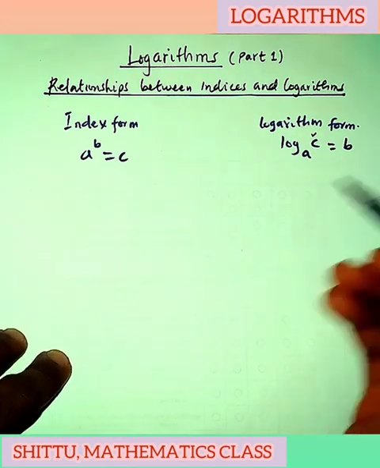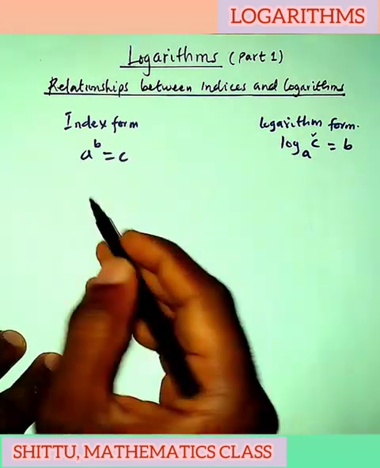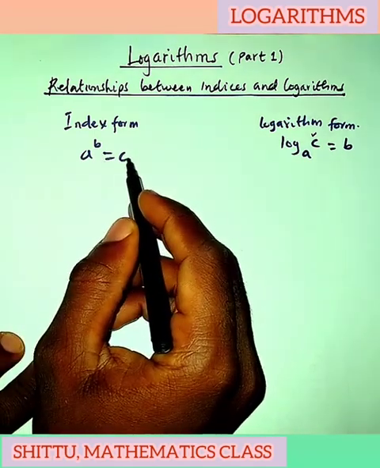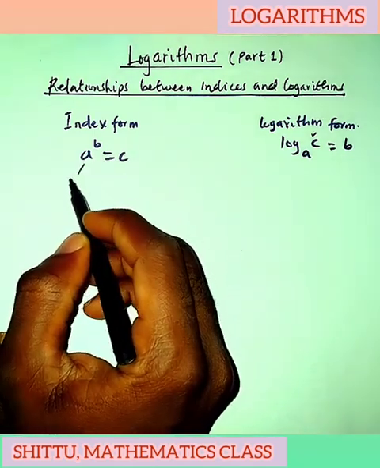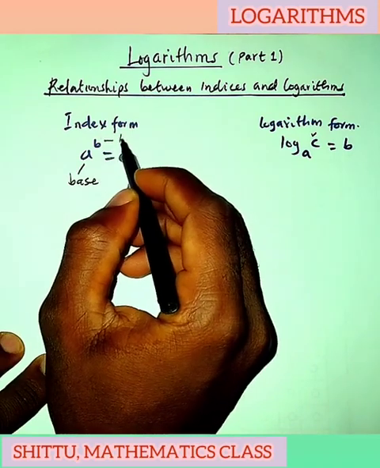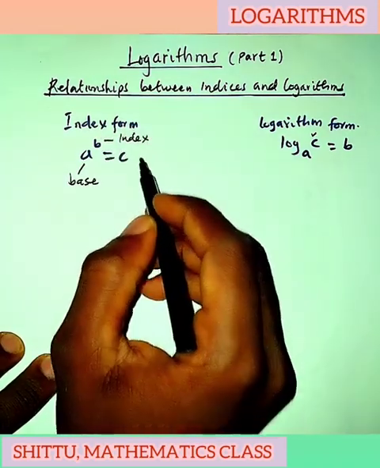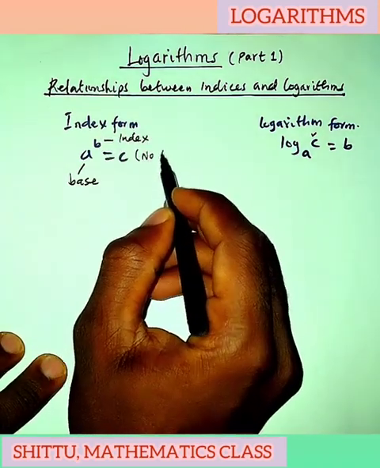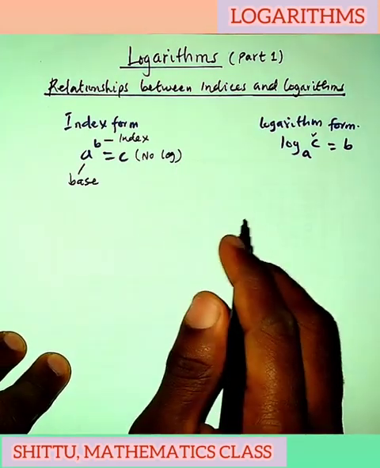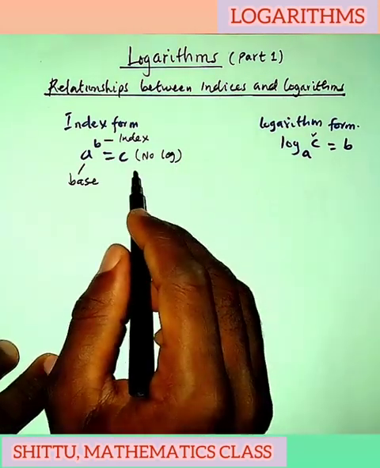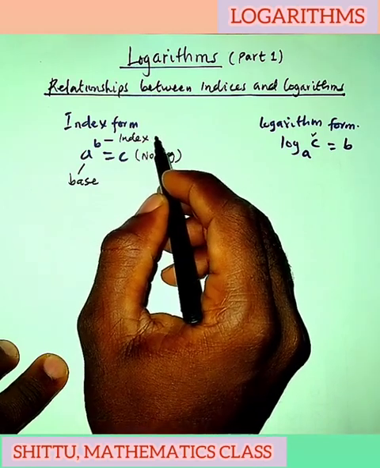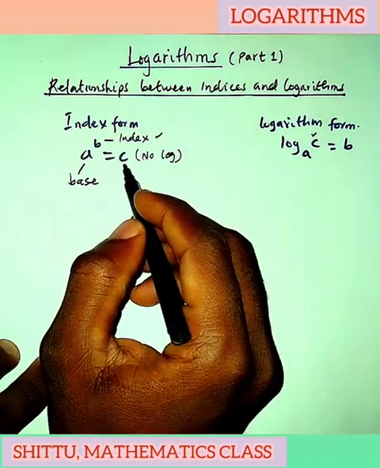So what am I saying? Let's start from here. a to power b equals c. This a is called the base, this b is called the index, while c is the number log. Do you understand now? What we are trying to say is that the logarithm of a number is the index that will give us c.